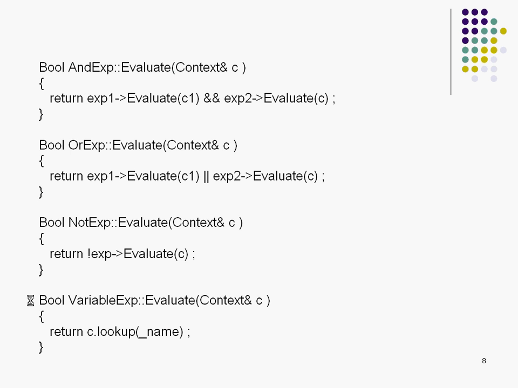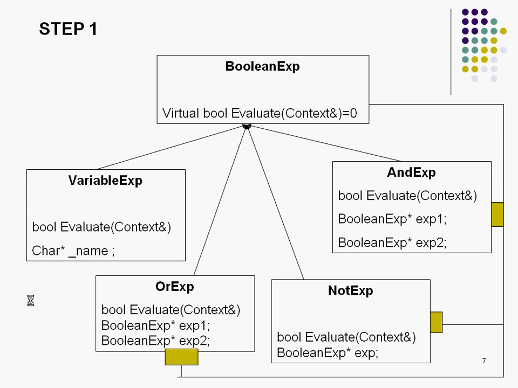So this completes step 1, which is to create the class hierarchy and implement the methods of that. There is one more thing which I did not talk about. We talked about this relation: this means that AND exp is derived from Boolean exp, NOT exp is derived from Boolean exp, and similarly these two classes. But what about this relation?